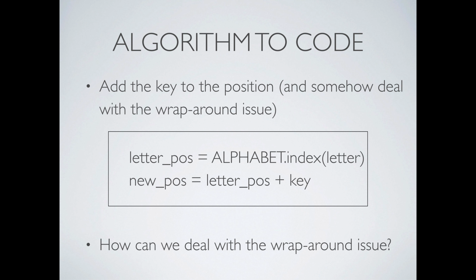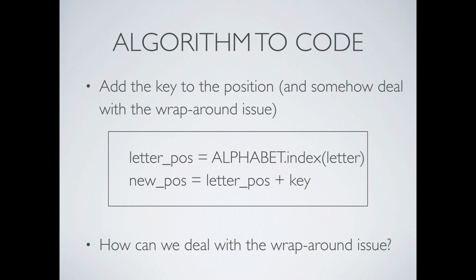Alright, so the next step is, once we have this position, we have to add the key to the position, because this is the shift cipher, the Caesar cipher. We're basically shifting over a couple of spots down the alphabet. So we already have the letter position. We just got that by using this index method we just talked about. So then to get the new position, you can just take that letter position we just found and add the key to it.